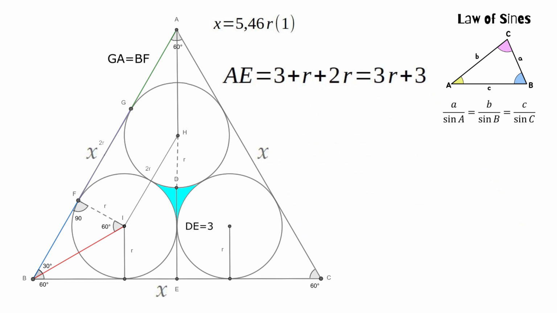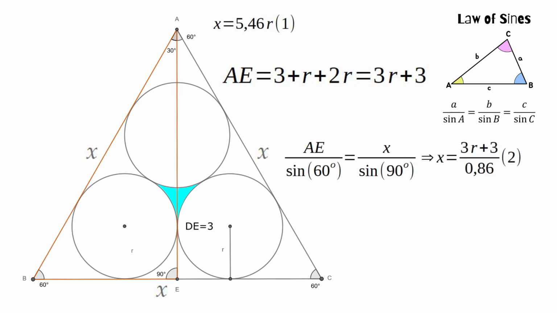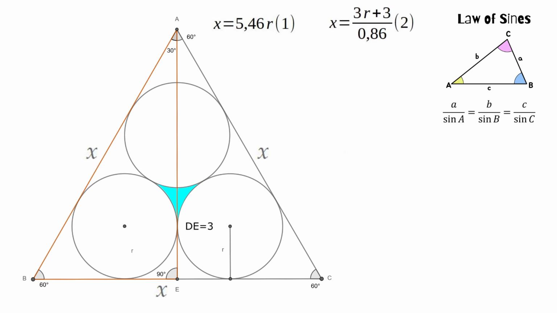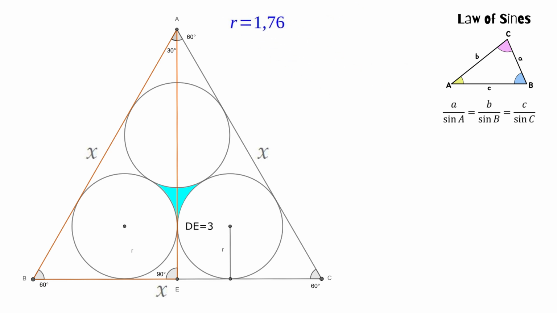So now let's look at this triangle ABE. Using the law of sines again, we get AE over sine of 60 equals x over sine of 90, which is x equals 3r plus 3 over 0.86. Now this is our second equation. Now we plug this into our first equation and we get 3r plus 3 over 0.86 equals 5.46r, which is 3r plus 3 equals 4.7r, which is 1.7r equals 3, which is r equals 1.7. So now we found the radius of these circles.